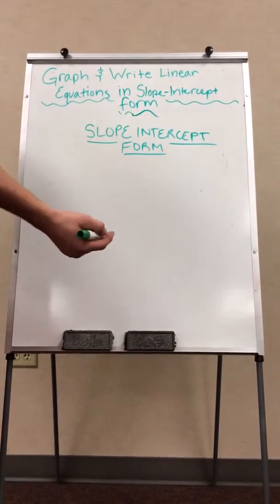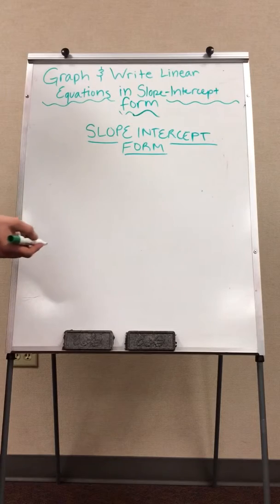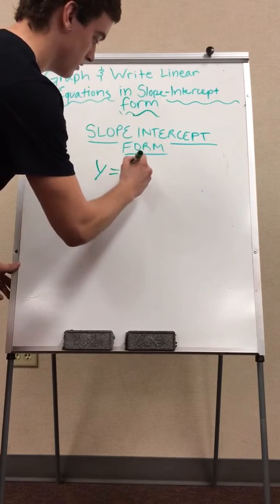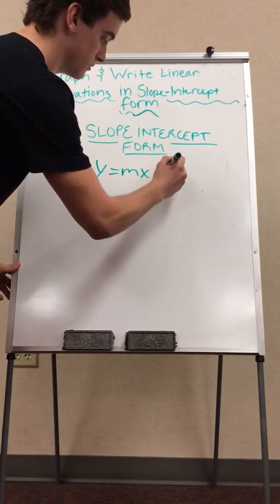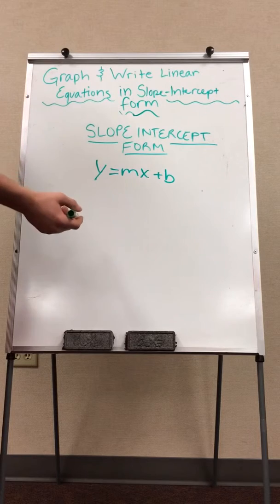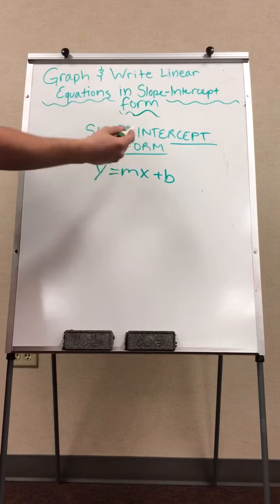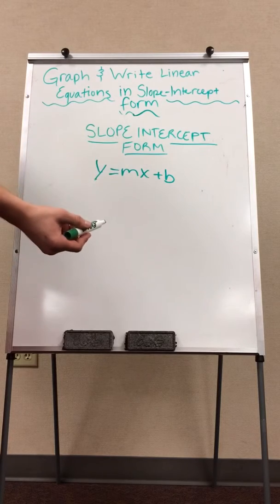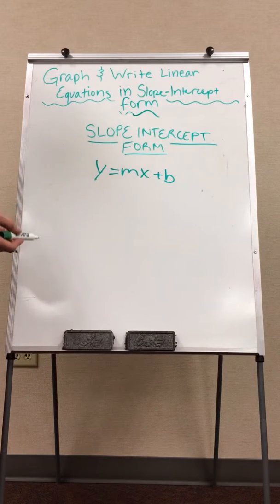Okay, so to begin our presentation, we're going to talk about slope-intercept form itself. Slope-intercept form is y equals mx plus b. So y is your line, and m is your slope. So whatever your slope is, rise over run, 1 over 2, 2, anything like that.